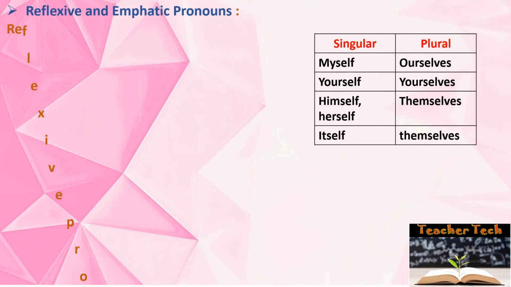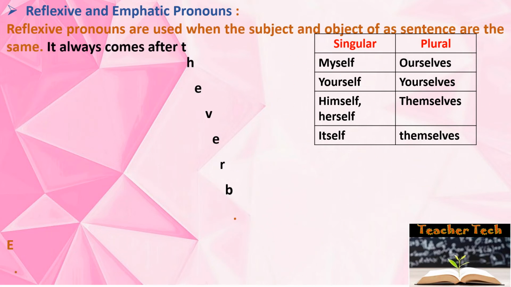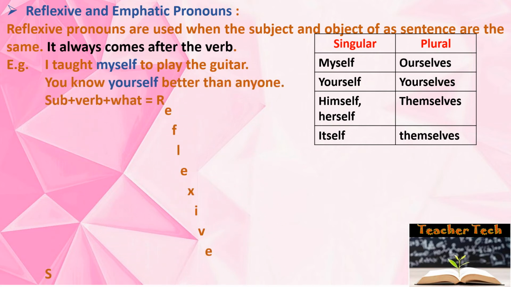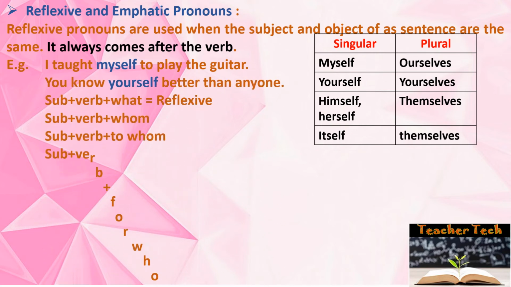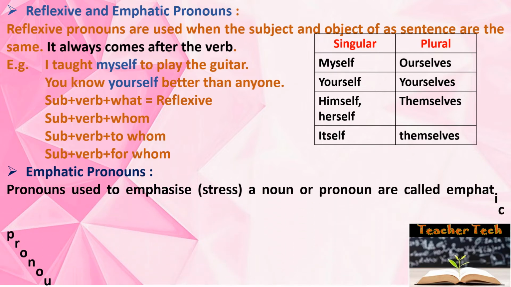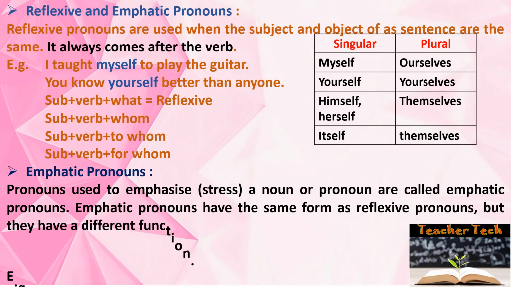Moving on towards reflexive and emphatic pronouns. What are these reflexive pronouns? Reflexive pronouns are used when the subject and object of a sentence are the same. It always comes after the verb. So the easiest way to find out the reflexive pronoun is that it always comes after the verb.